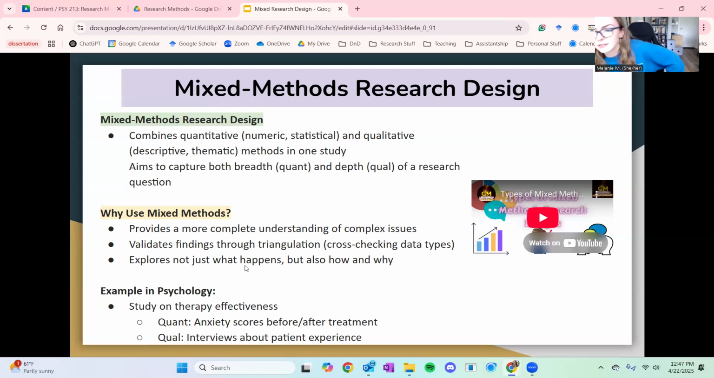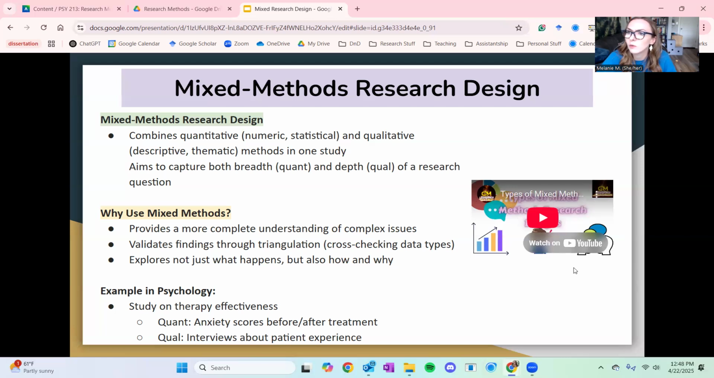Triangulation is how we discuss that. It also explores not just what happens, so these things are different, here is the outcome. It's also the why and the how, and more of that phenomenological experience that someone might be having during those treatment conditions. We talked about my example.